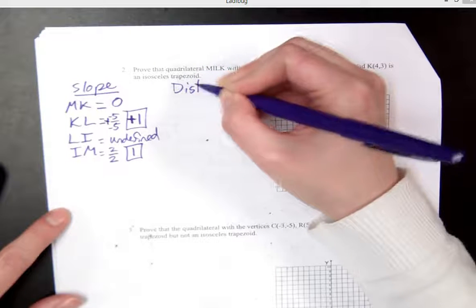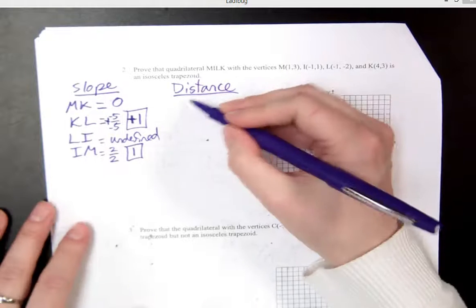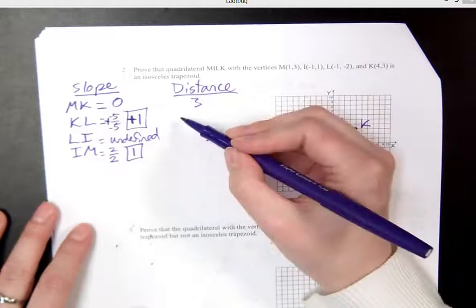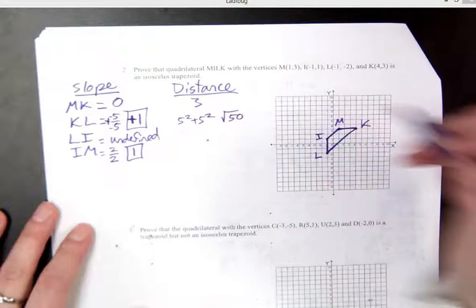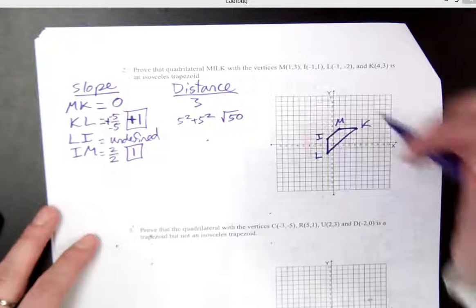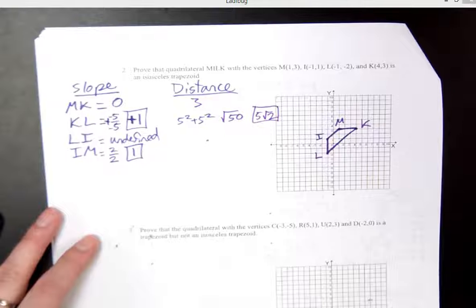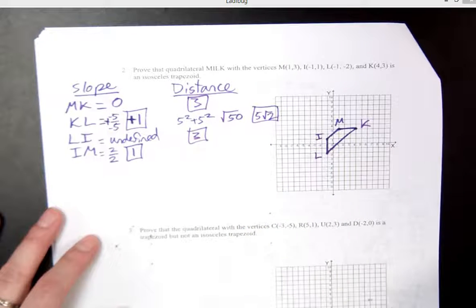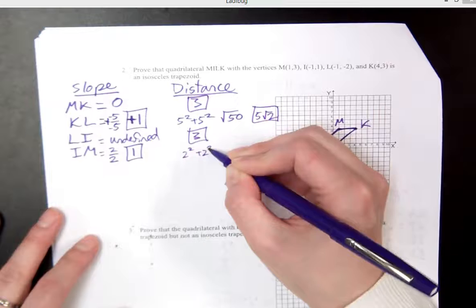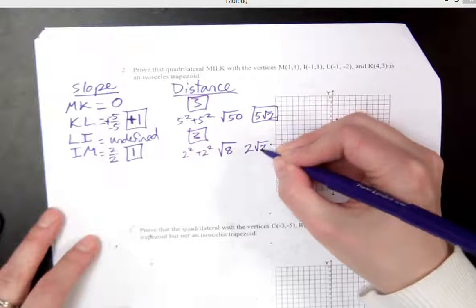And then our distance. So MK, what is our MK distance? 3. How about KL? We take that unreduced, 5 squared plus 5 squared, square root of 50. Who has that memorized? 5 root 2. LI, what is our LI? 3 again, that we can just count. And IM is 2 squared plus 2 squared. Who remembers square root of 8? 2 root 2.